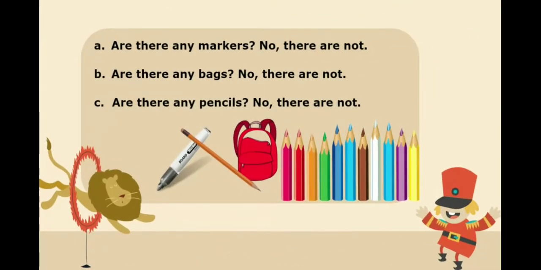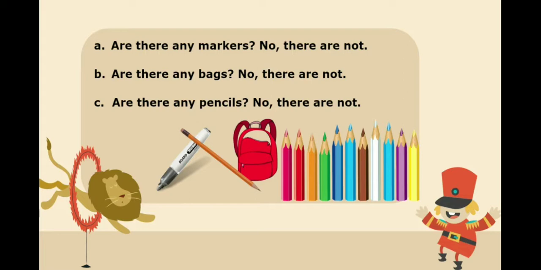Okay, in here the example is, "Are there any markers?" To answer this question, we have to pay attention to the picture first. In here, the question says, "Are there any markers?" So the object is markers. Now you have to look at the marker. How many markers? Oh, actually only one marker, not more than one. So we have to answer by saying, "No, there are not," because only one marker.